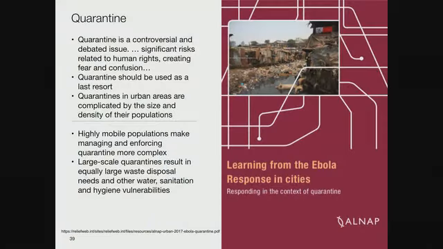about the Ebola response in Africa over the past few years when Ebola was ravaging parts of that continent. And their conclusions are it's a controversial and debated issue, with significant risks related to human rights. Quarantine should be used as a last resort. Quarantines in urban areas are really hard. Mobile populations make it hard, and this is the most technical conclusion, that if you're going to quarantine a bunch of people, you have a huge waste disposal problem on your hands. Because if you have people who might have Ebola, you can't just take their garbage and throw it out somewhere. You have to dispose of it properly.